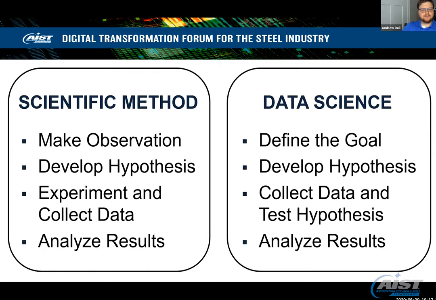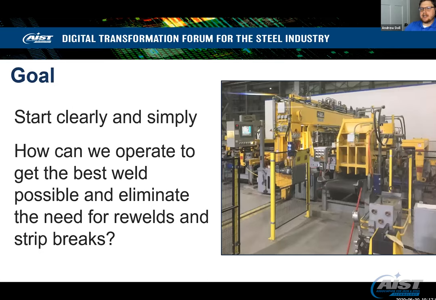We're defining our goals, developing a hypothesis for what could potentially be causing, in this case, poor quality welds. We're collecting data and testing the hypothesis. A lot of times we have already completed the experimentation unknowingly, and we're analyzing the results. So when it comes to defining the goal, my recommendation is to start clearly and simply, because if you can't do that here, it only serves to convolute the entire process. Ideally, there's a concrete way to measure the results of an analytics project and compare them to previous performance. With this project, it was fairly straightforward. We wanted to figure out how we can operate to get the best weld possible and eliminate the need for rewelds and strip breaks, which cost downtime.